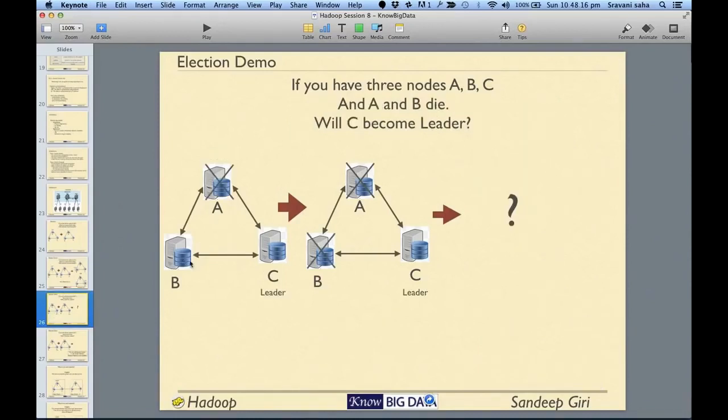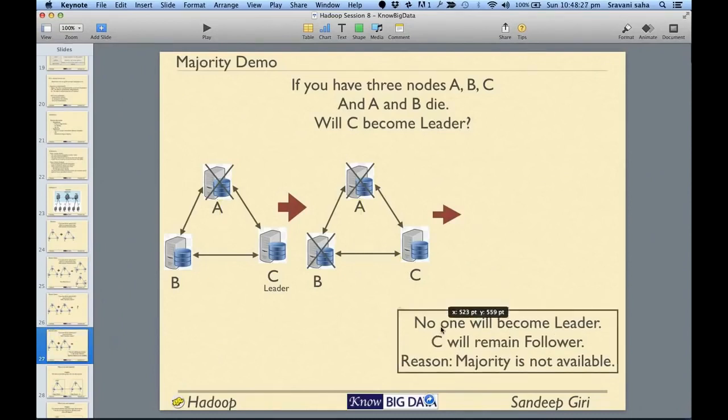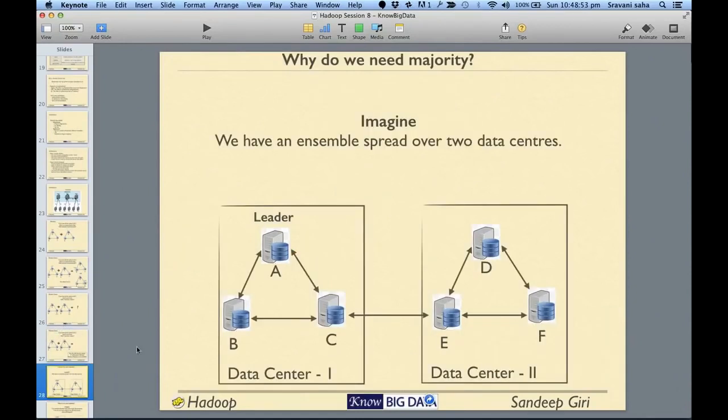Next is, in case A and B went down, C, who was already a leader, will step down. Okay, C will remain the follower. If C was the leader, if A shut down and C became the leader, then B was shut down, no one will become the leader, C will become a follower, because majority is not available.